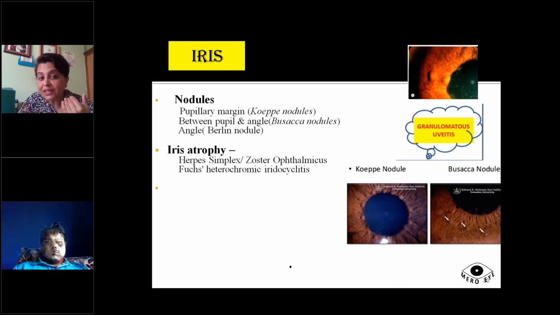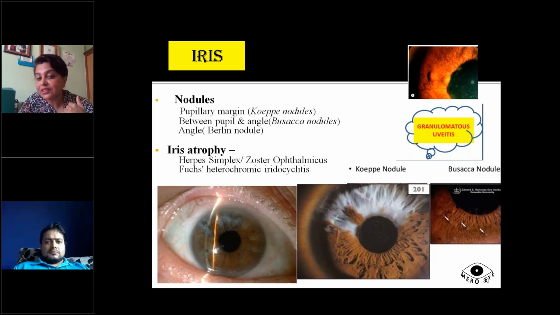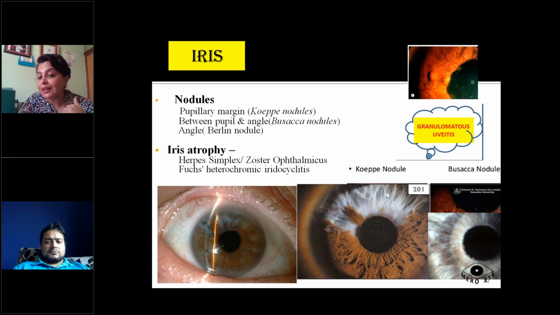Moreover, in the pattern we have to look at whether there is atrophy or not. A patchy pattern of atrophy could be a clue for herpes simplex infection, or a diffuse pattern for herpes zoster. Sometimes there can be heterochromia, and this is a clue towards Fuchs uveitis. That's why the iris plays an important role.